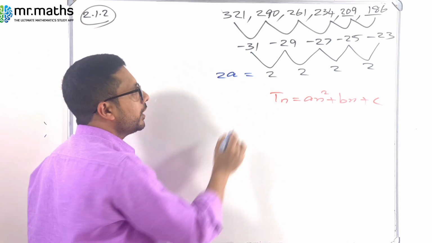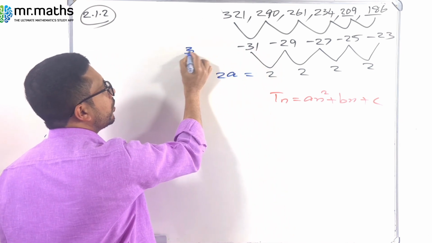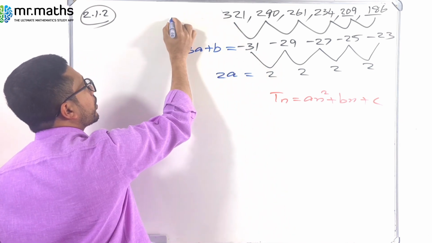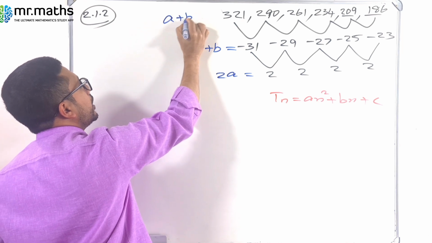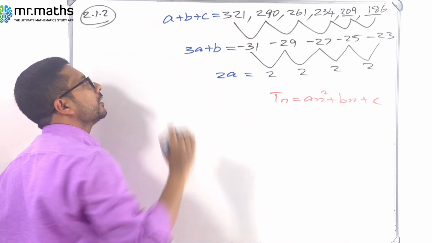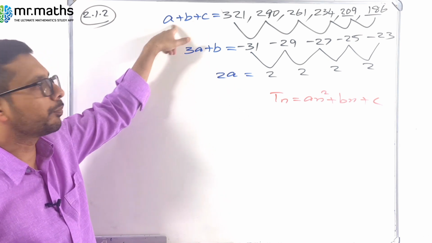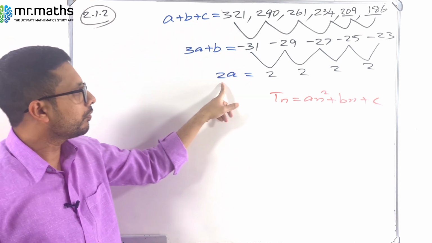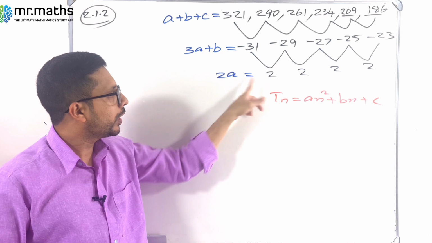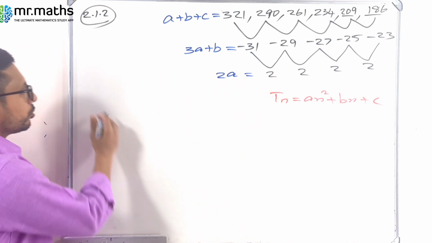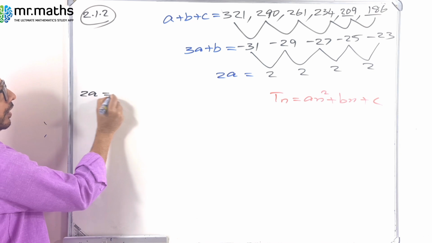Am I right? Okay, then this first difference you have to call it as 3a plus b, and this given quadratic sequence you have to call it as a plus b plus c. So you have to remember this one: 2a, 3a plus b and a plus b plus c. Now starting from the bottom, 2a is equal to 2. You have to take it like that. So 2a is equal to 2.